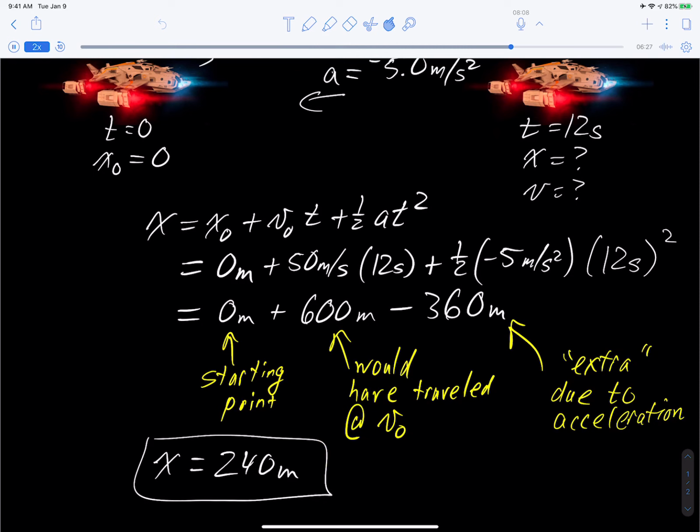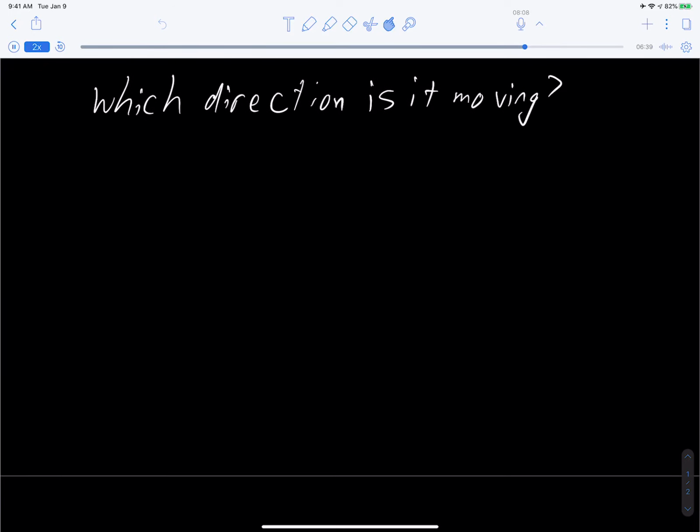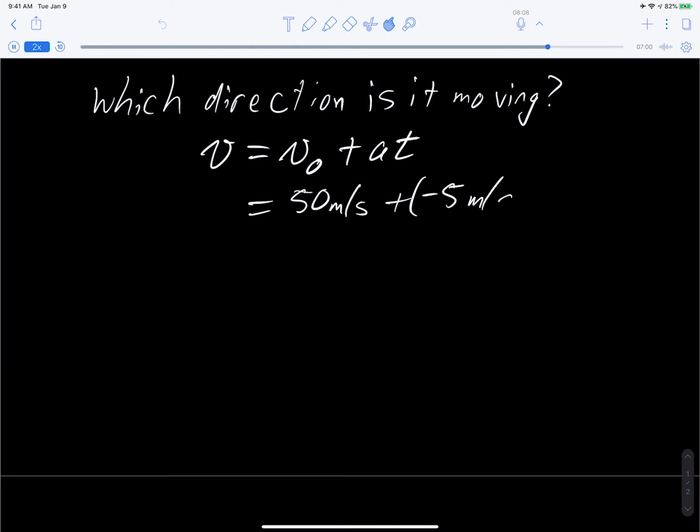Now the other question is, which way is it going now? Which direction is it moving? That's a question about the final velocity. I can calculate the final velocity using the velocity kinematic equation. Again, I know everything on the right-hand side. I know the initial velocity is 50 meters per second. I know the acceleration is a negative number, negative 5 meters per second squared, and the time is 12 seconds. So again, I can go ahead and calculate that number. Negative 5 times 12 is negative 60 meters per second.